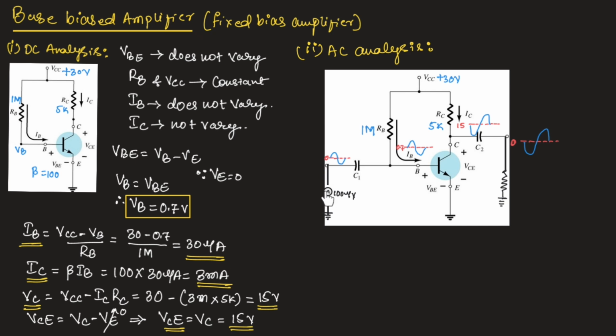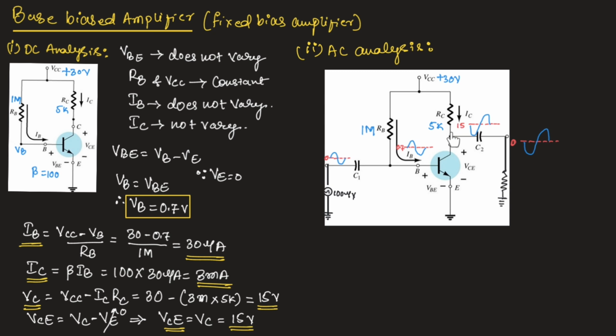This AC source voltage is a small sinusoidal voltage with DC level as 0. This signal will be superimposed at the base with a DC level of 0.7. So we have already calculated different DC levels here. Across the base, the voltage is 0.7 volt, and across the collector, the voltage is 15 volts. So whatever input signal is there, that input signal is superimposed on 0.7 volt, which is the base voltage, and this is the waveform that is obtained across the base.